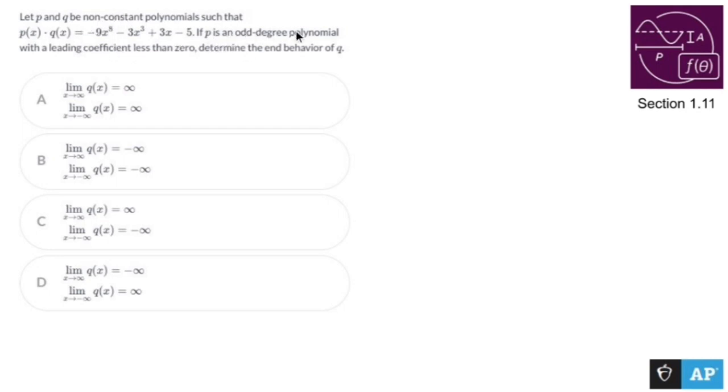Let p and q be non-constant polynomials such that p times q is that expression. If p is an odd degree polynomial with a leading coefficient less than 0, determine the end behavior of q. All right, what's important here? The leading coefficient. So right now, p times q is negative 9x to the 8th. It's telling me that p is an odd degree polynomial. So I'm going to divide out essentially because they want me to get q all by itself.